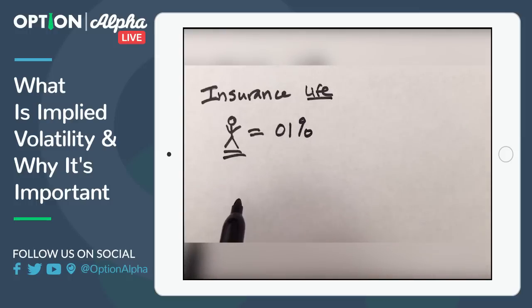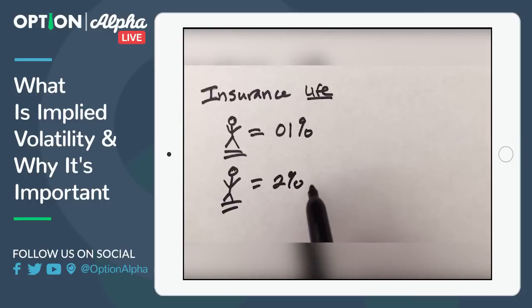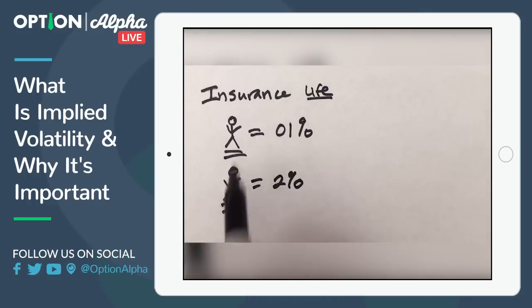So 1% is the probability of me dying. Let's say the probability of the next person dying is 2%, because they eat at McDonald's every day and don't work out and have a bad medical history, whatever the case is. Insurance companies can figure these numbers out based on lots of people that they track and all the measurements.